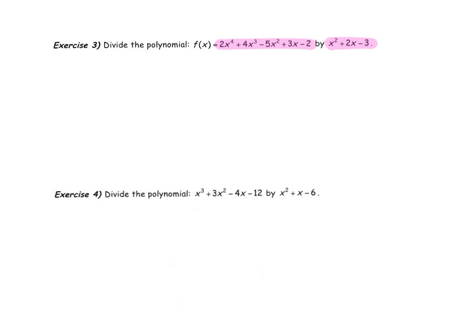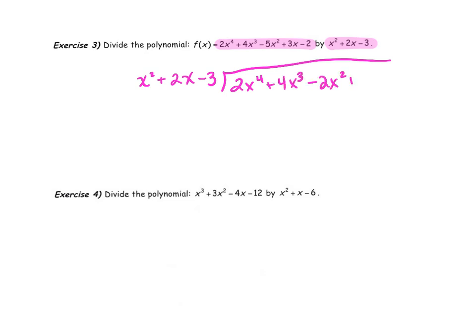So let's write out, we have x squared plus 2x minus 3 is being divided into 2x to the 4th plus 4x cubed minus 2x squared plus 3x minus 2. You always want to make sure, are you missing any placeholders? And we're not, because if you see we have to the 4th, 3rd, 2nd, 1st, and really over here would be x to the 0, but we never write that. Okay, so everything looks good.